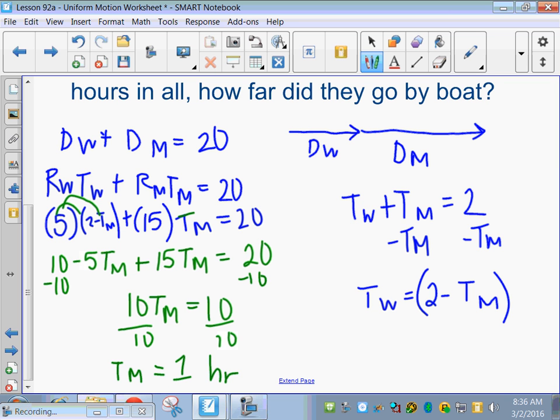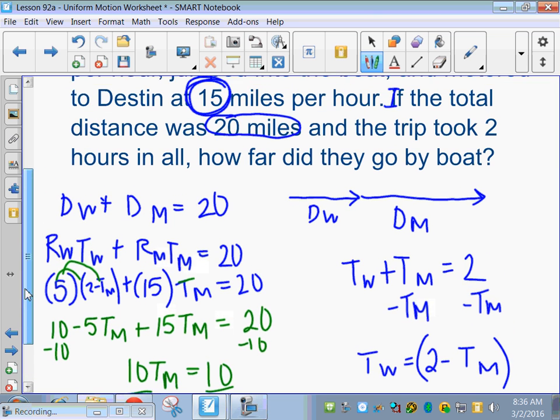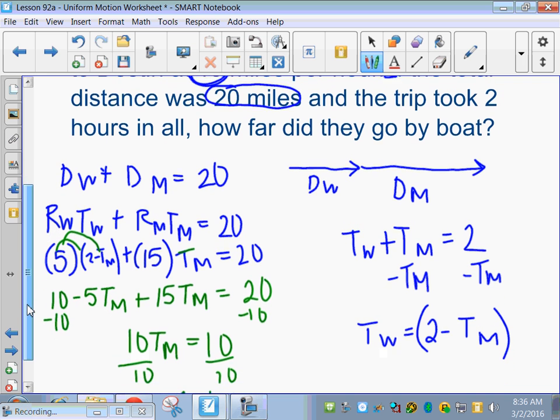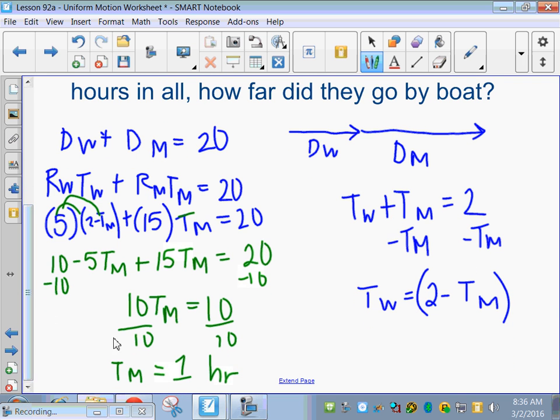All right, but what is it actually asking? How far did they go by boat? Well, I just found my time by boat. My time motoring was 1 hour. What I need is the total distance that we went.